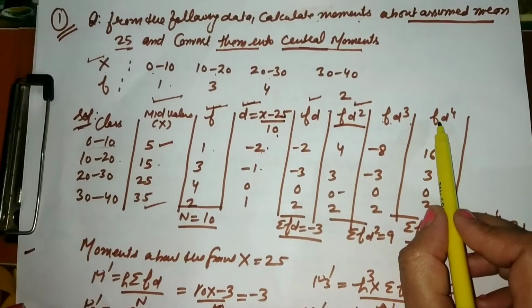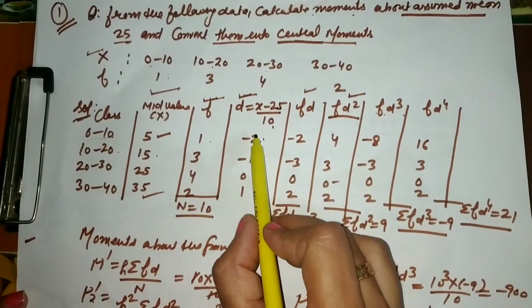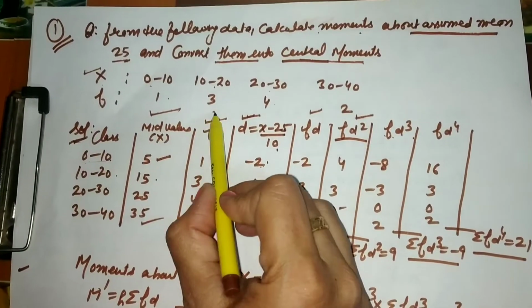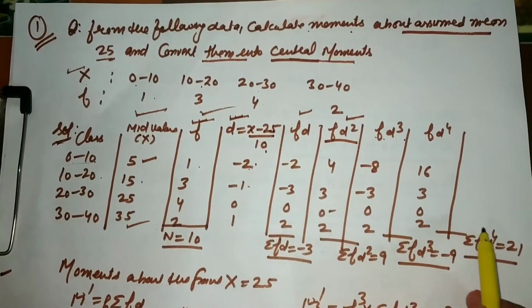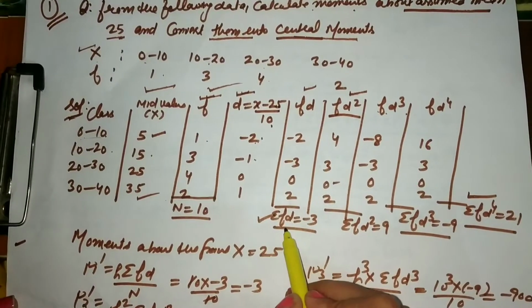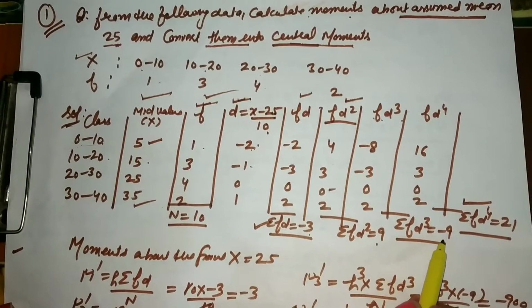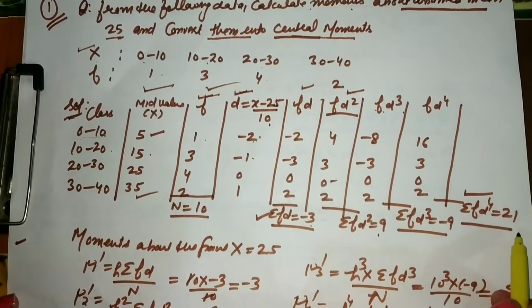Then I get the FD4 column. D4 means I have to take the fourth power of the D items. Then I have to multiply with F. So this is the FD4 column. I have also taken the sigma. Sigma FD is equal to minus 3. Sigma FD square is equal to 9. Sigma FD cube is equal to minus 9. Sigma FD4 is equal to 21.